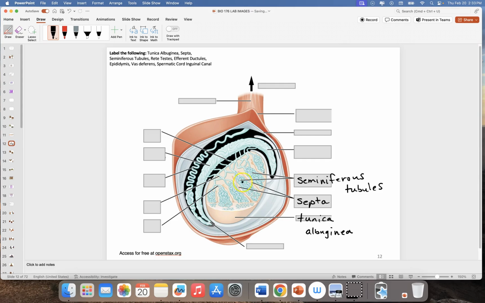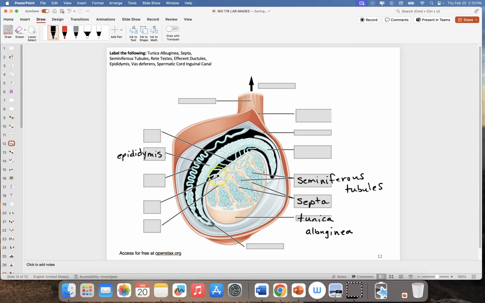Sperm is going to be produced within the seminiferous tubules, and then it needs to have a route to the epididymis here. Right here, we can see the epididymis. This structure right here.